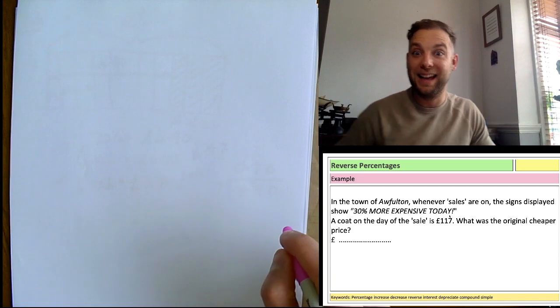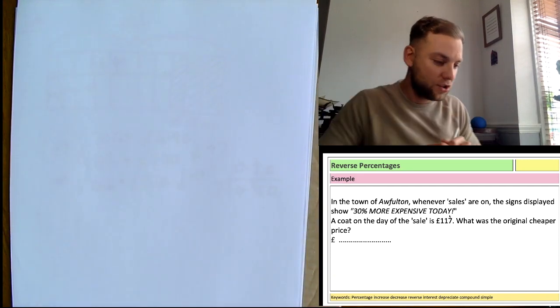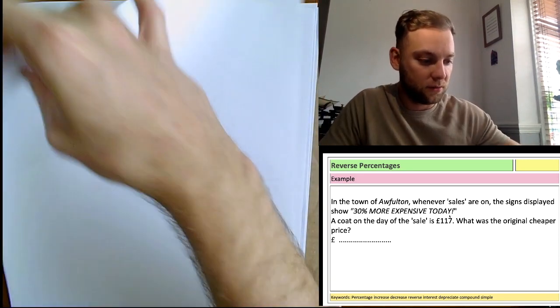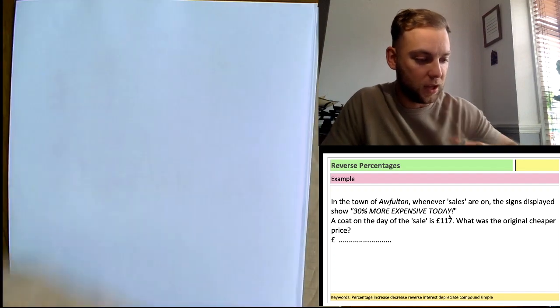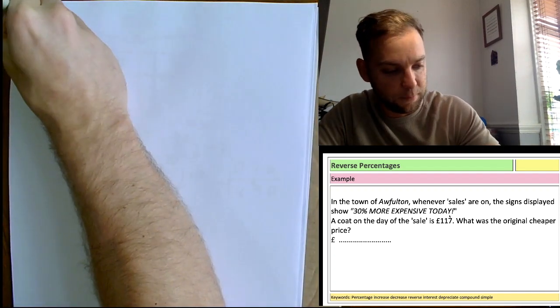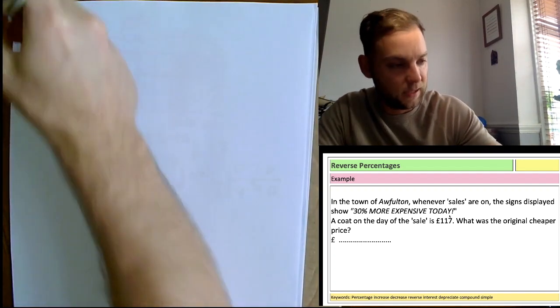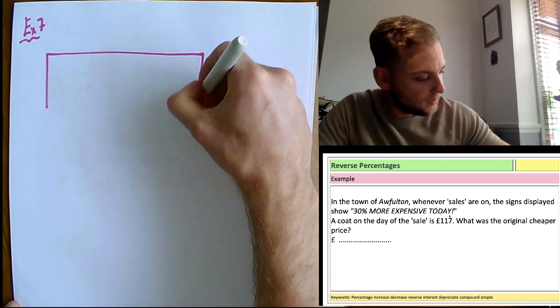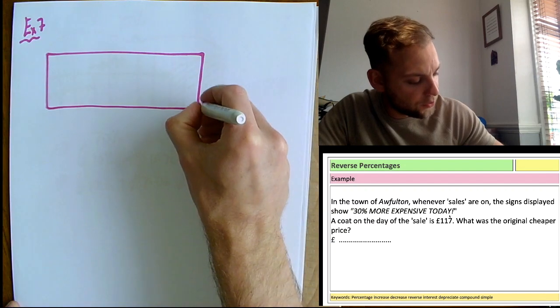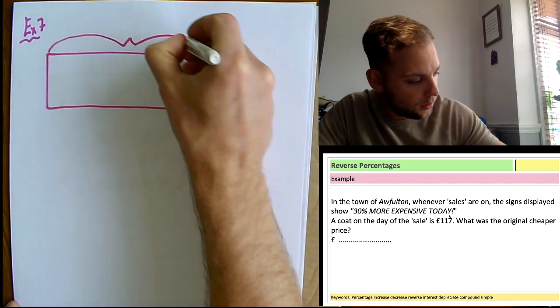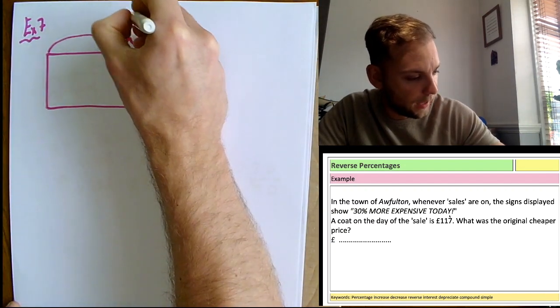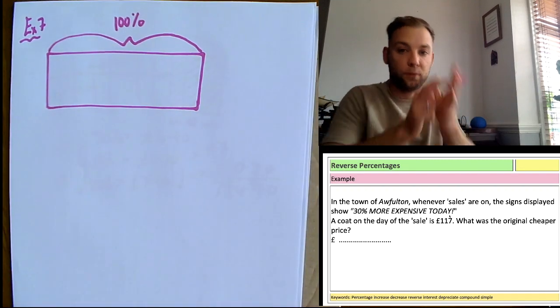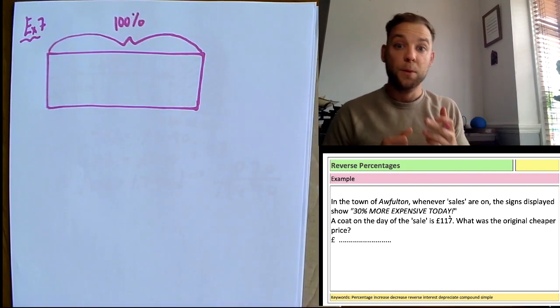So this one here is tricky. Okay, so my starting point here. This is example 7. Now remember, we said we've got our bar, and what's that bar worth? Well, this bar is worth 100%. We know that, okay? The bar's always worth, one full bar is worth 100%.